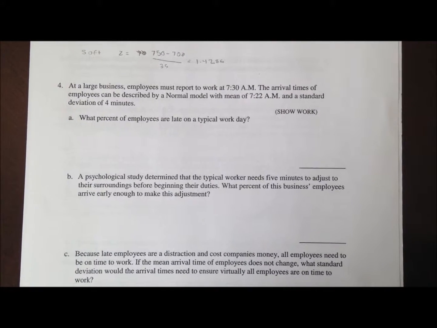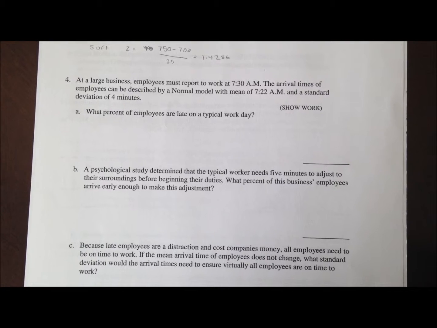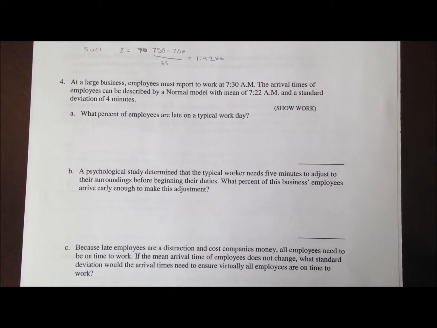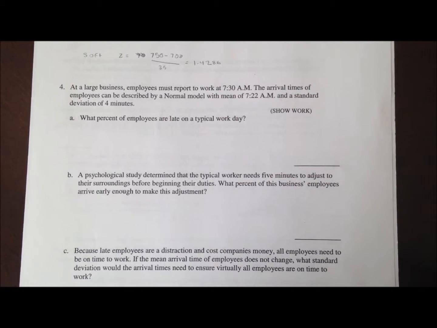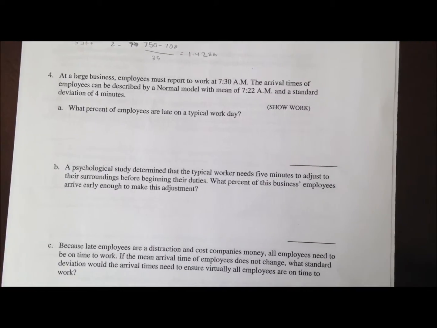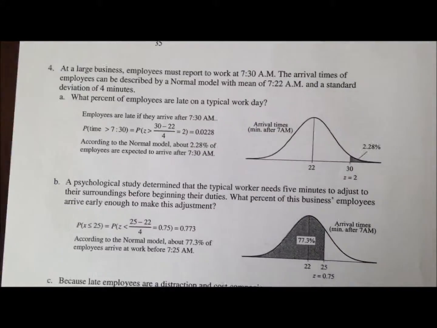Question 4 states that at a large business, employees must report to work at 7:30 a.m. The arrival time of employees must be described by a normal model with mean of 7:22 a.m. and a standard deviation of 4 minutes. Now, part A is asking what percent of employees are late on a typical work day. So I'm going to pull over to my answer sheet.